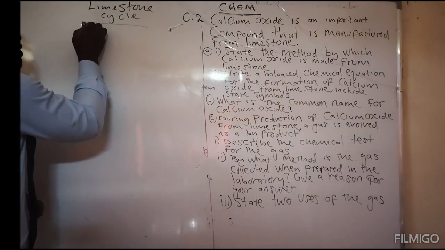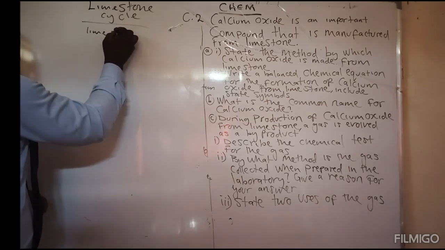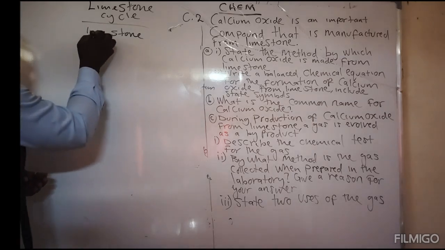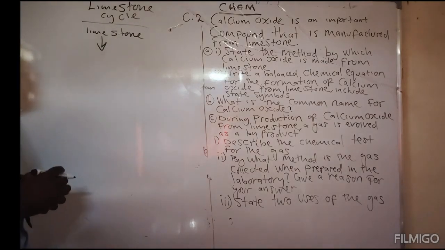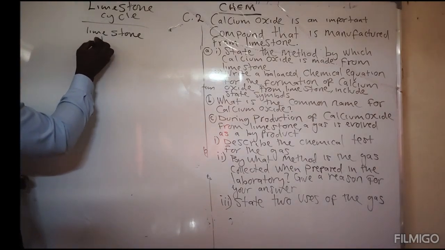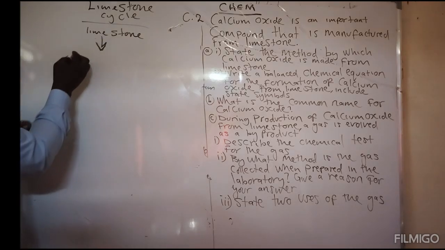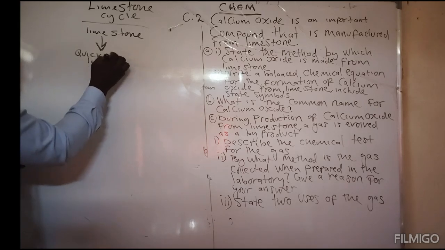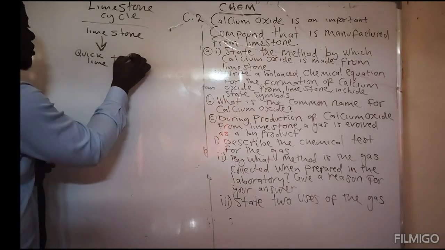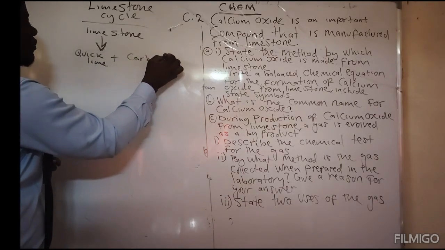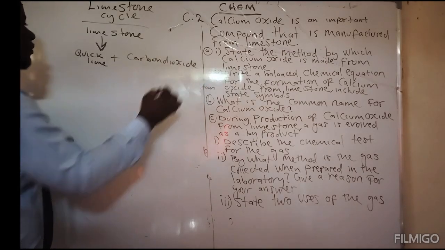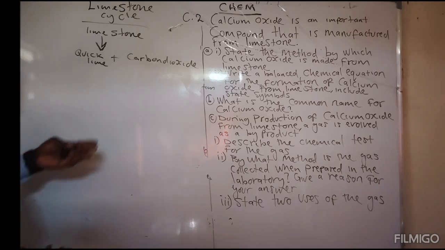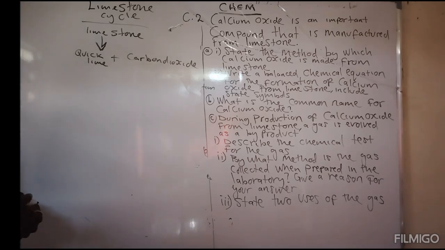The whole process here starts with the limestone. Limestone will be broken down, then you end up having quick lime, but not just quick lime, a gas will also be produced, which is carbon dioxide. So check, limestone has been broken down to quick lime and what? Carbon dioxide.